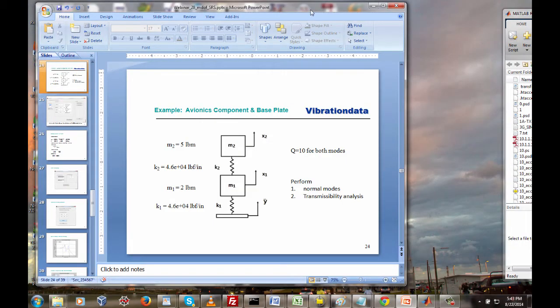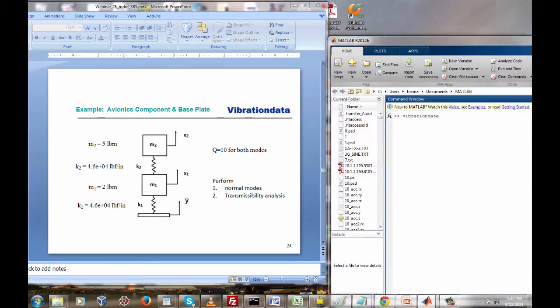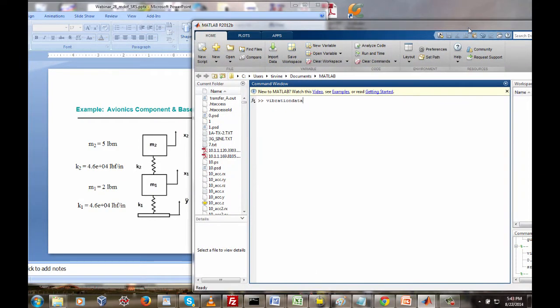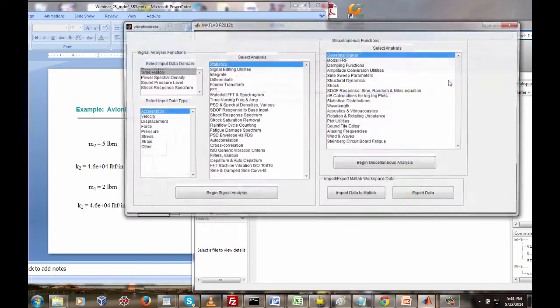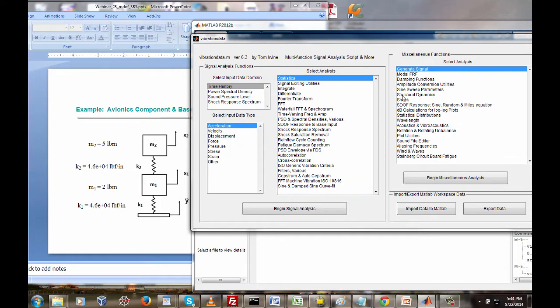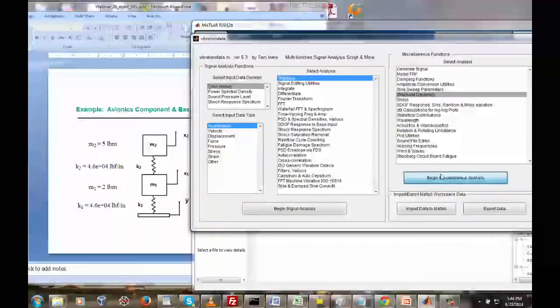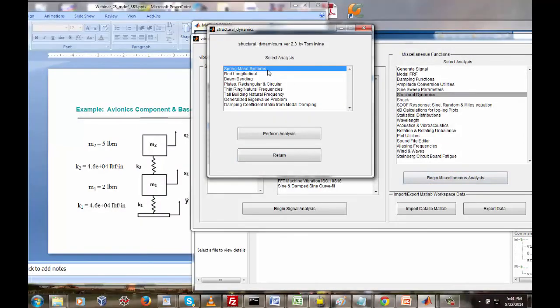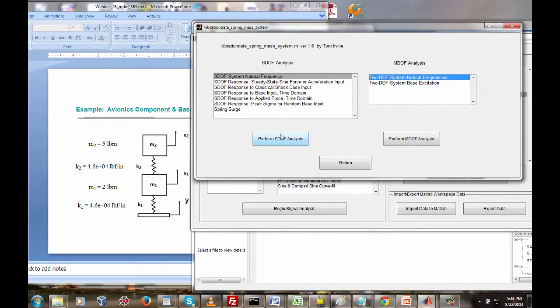So let's go to our MATLAB GUI here for our vibration data GUI package. This week we're up to version 6.3. And I've been working on a section called structural dynamics here. So let's click on that. It's under miscellaneous. Let's go to spring mass systems.